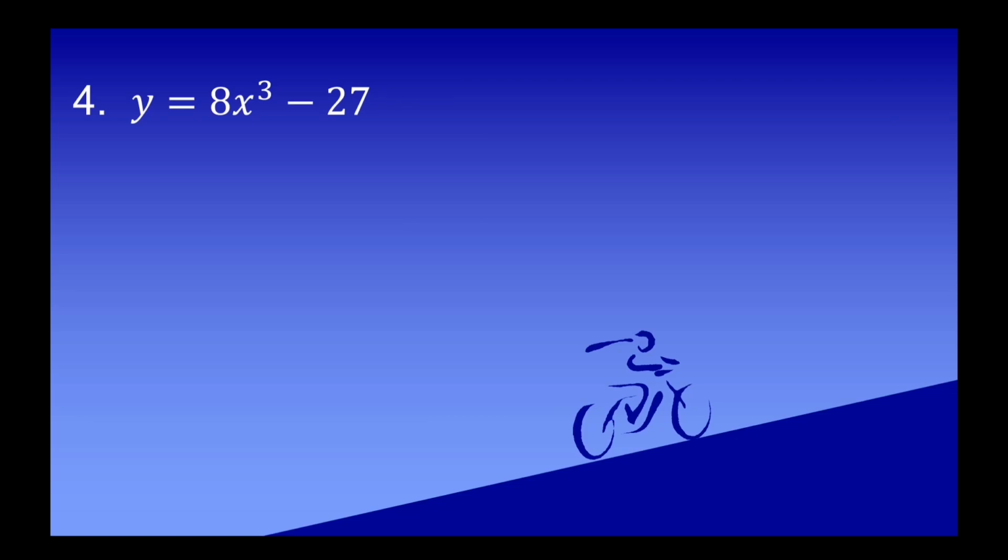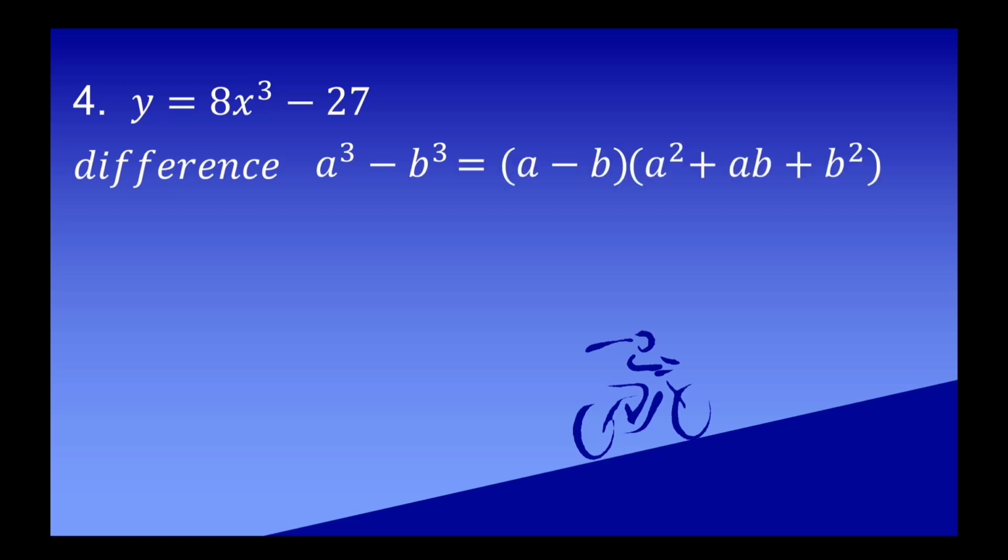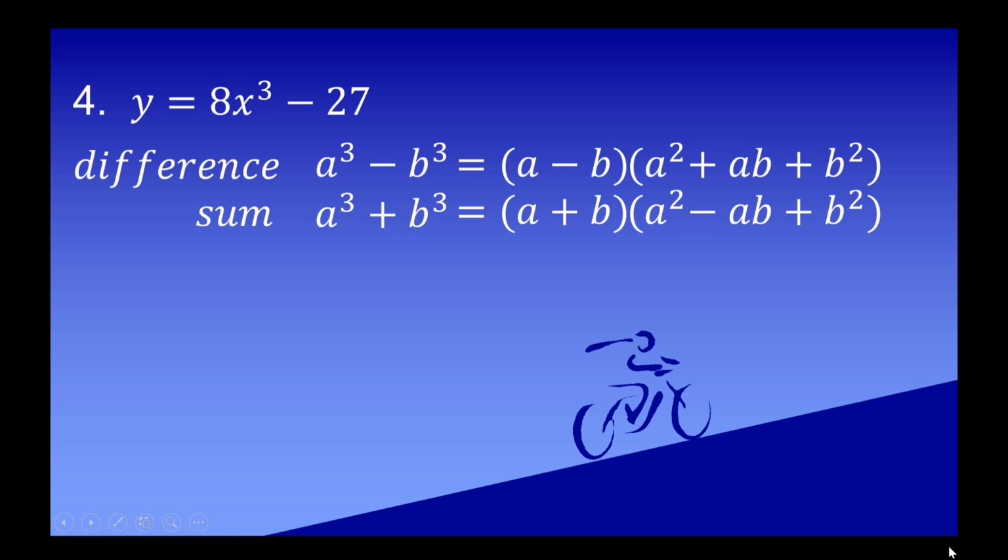For number 4, this is the example of difference of cubic functions, since the operation here is subtraction. So the difference of cubic functions is given in this formula. A cubed minus b cubed is equal to a quantity of a minus b multiplied by a squared plus ab plus b squared. The other formula is called the sum of the cubic functions that we used in number 2 and number 3 examples.